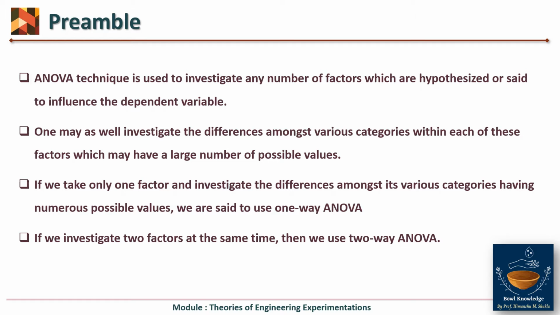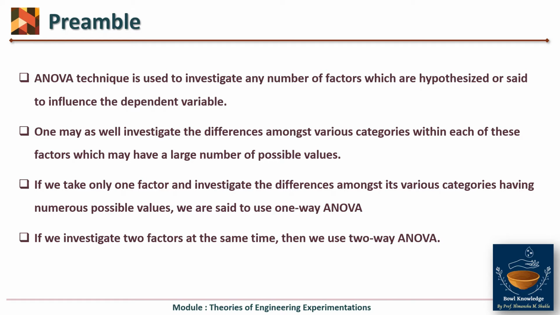Now, if we take only one factor and investigate the difference among its various categories, we are said to use one-way ANOVA, and if we investigate two factors at the same time, then we use two-way ANOVA. These are the two branches of ANOVA. One is one-way ANOVA, where you take one factor at a time and investigate the differences of that factor in various categories. If I am talking about energy, then what is the energy required by using a plane saw? Then what is the energy required by the worker by using a tenon saw? Then what is the energy required by the worker for using some other kind of saw?